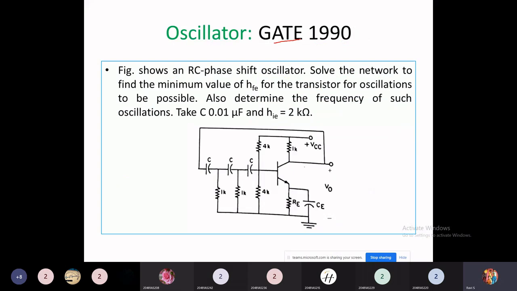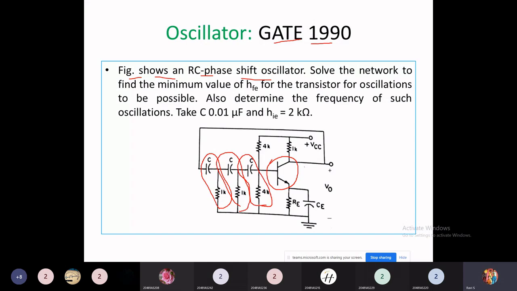Now we look at the GATE question from the year 1990. The figure shows an RC phase shift oscillator. In the question itself, it is given that it is an RC phase shift oscillator where your BJT along with some set of R and C components create the amplifier, and the RC section here forms the feedback network.